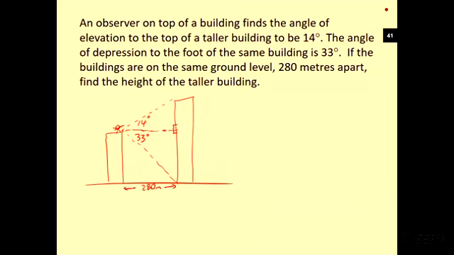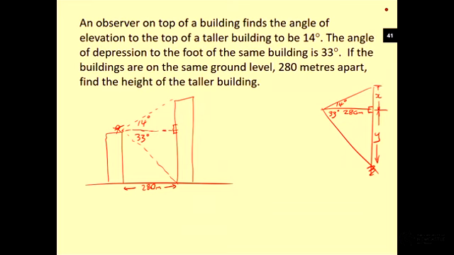And I want to find the height of the taller building. So I'm just saying, well, if that's 280, this is 280. That's 14 degrees. You don't have to rewrite it. I'm just saying, well, what have I got all up? That's what I've got: 14 up, 33 down, and 280 is the horizontal distance between them. And I want to know the full height. Let's call them X and Y. I want them both.